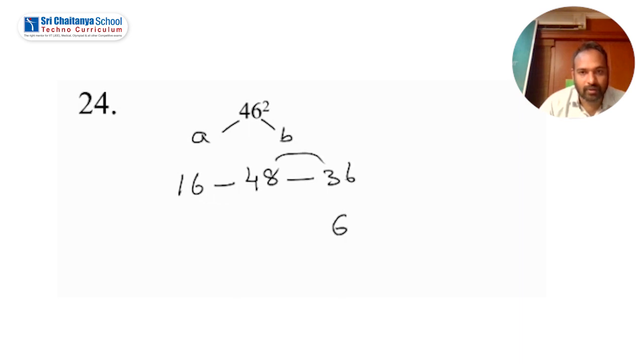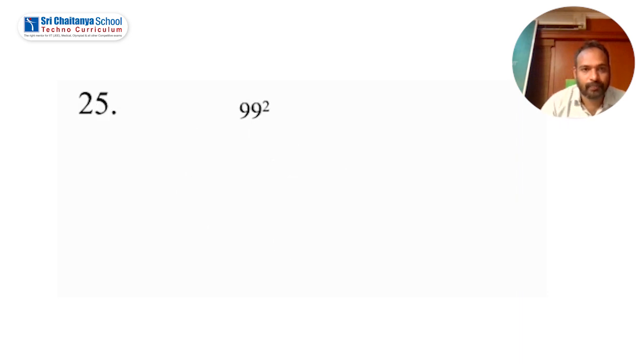Do the balancing. 6. Carry forward 3. 48 plus 3 is how much? 51. Drop 1 here and carry forward 5. 16 plus 5 is how much? 21. So the answer is 2116.